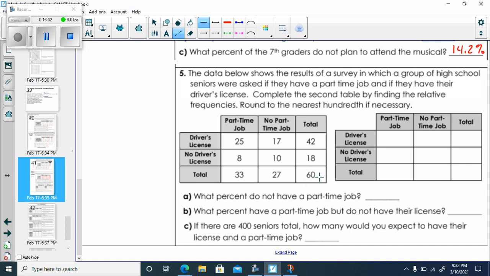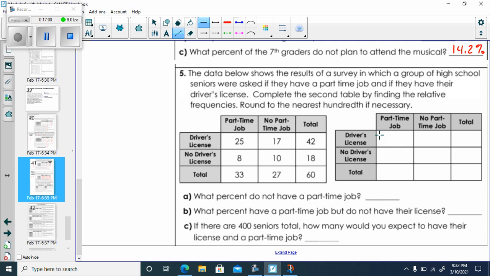A total of 60 people were surveyed. See, here's where our totals are matched. 25 of the 60 have a driver's license and a part-time job. So let's do our relative frequencies. Now we can do it as a percent or you can do it as a decimal. We're just going to do it as a percent, okay? So let's do this. Let's see, 25 out of 60. 25 divided by 60.